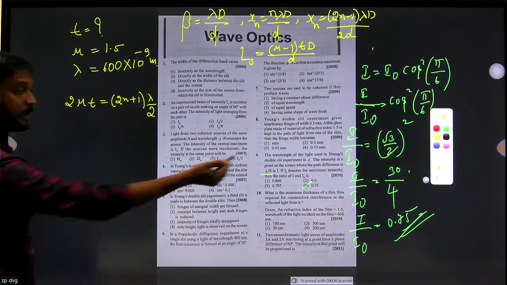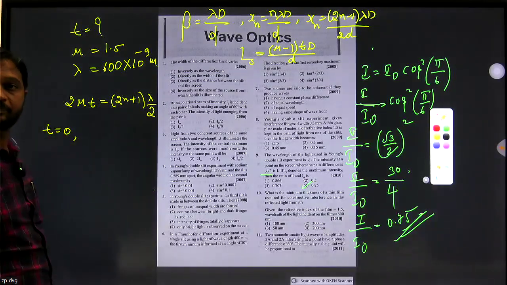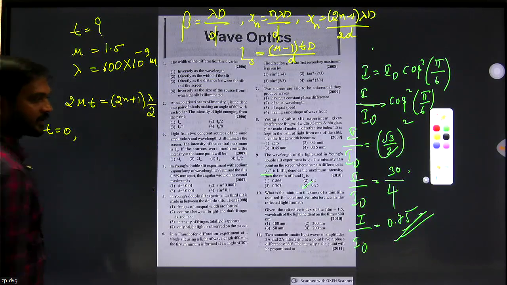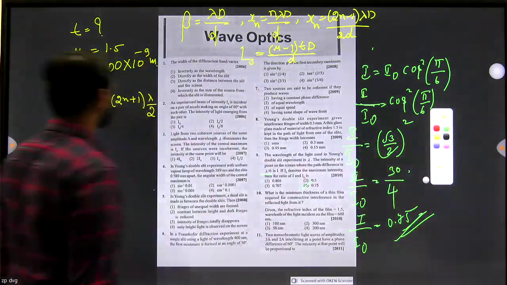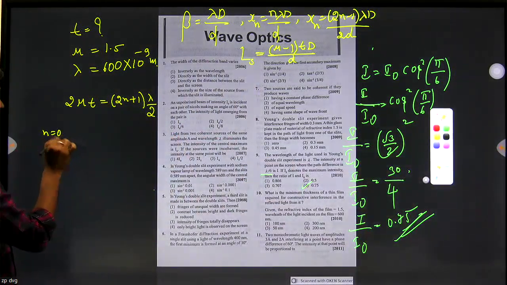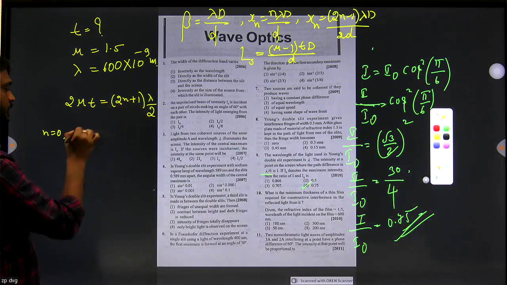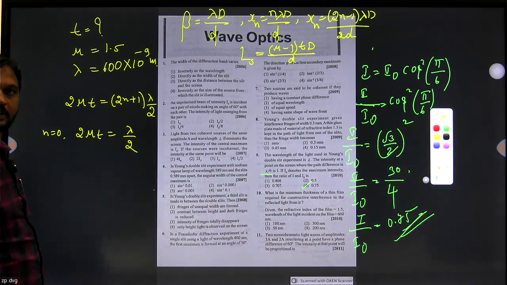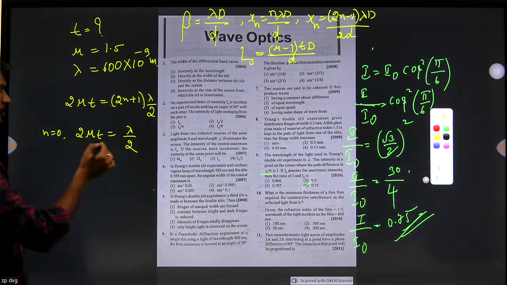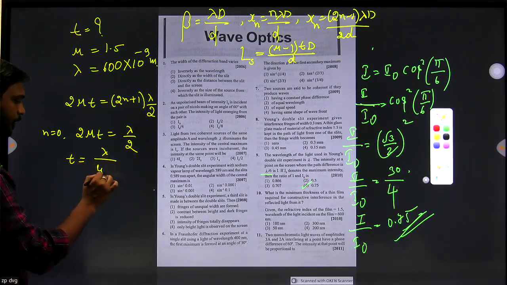So for minimum thickness, n is 0. We have to calculate the minimum thickness only. So n is 0, and 2 mu t equals lambda by 2. Is it clear? Then 2 mu t equals lambda by 2. We have to calculate thickness, t equals lambda divided by 4 mu.